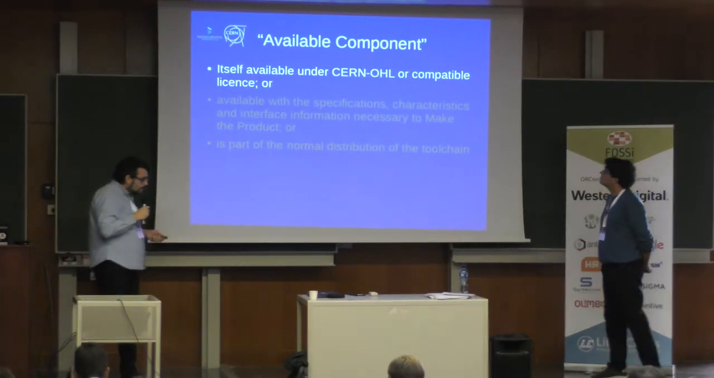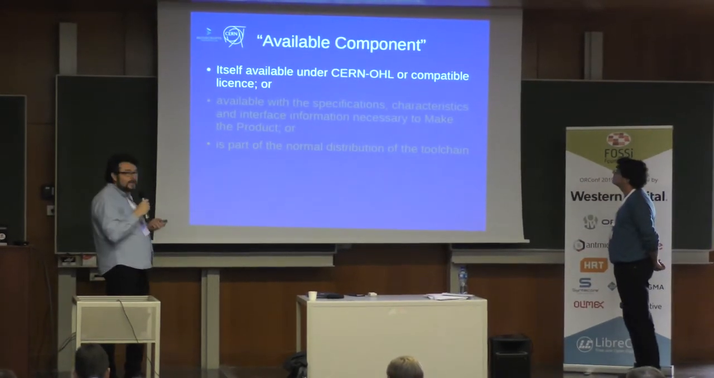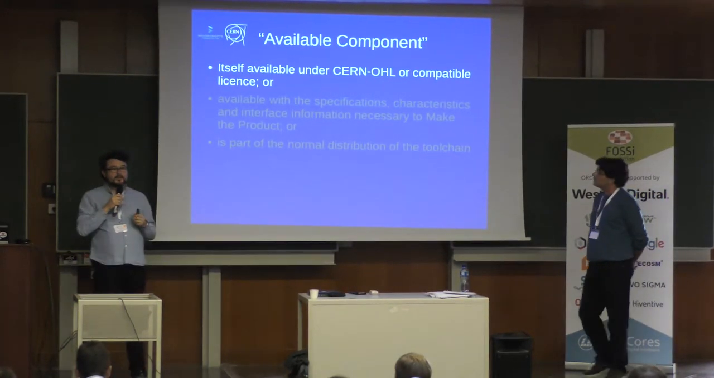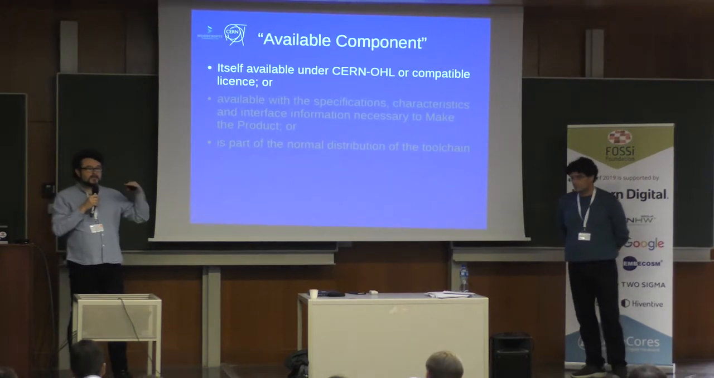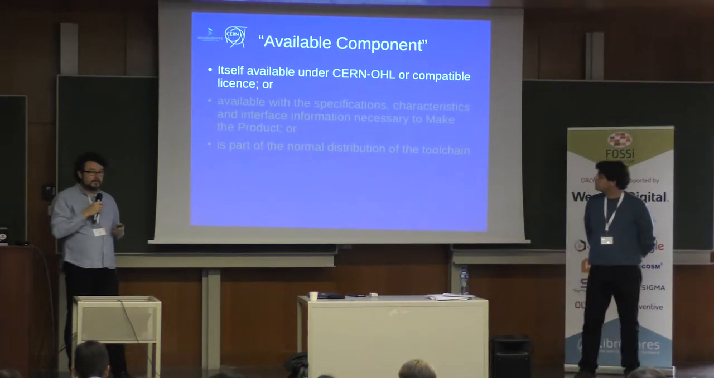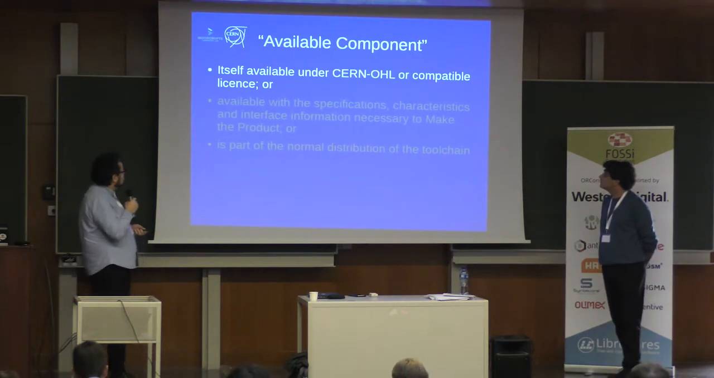So what is an available component? Well, it's anything that, first of all, is itself available under the CERN OHL or a compatible license. That chimes with what I've just said about thinking about the different levels and different components, which are licensed potentially under different licenses.